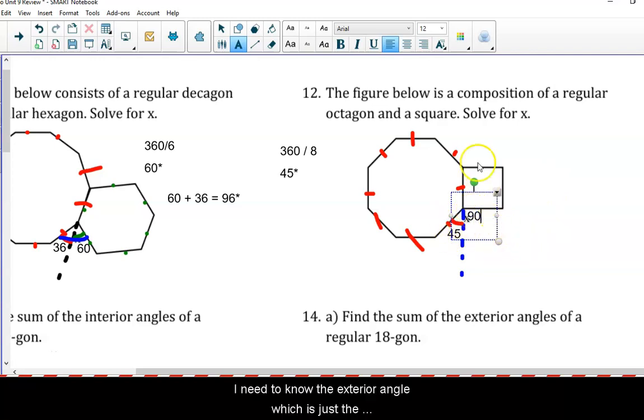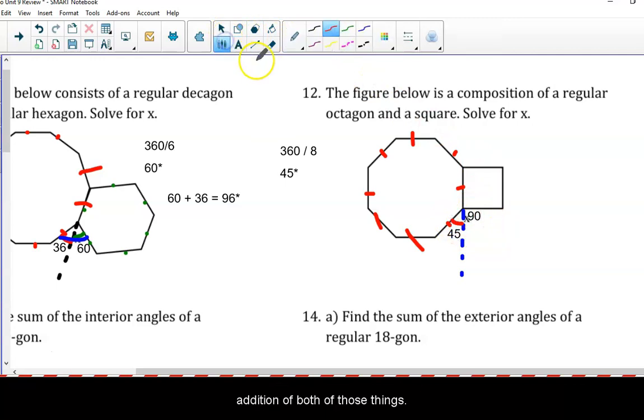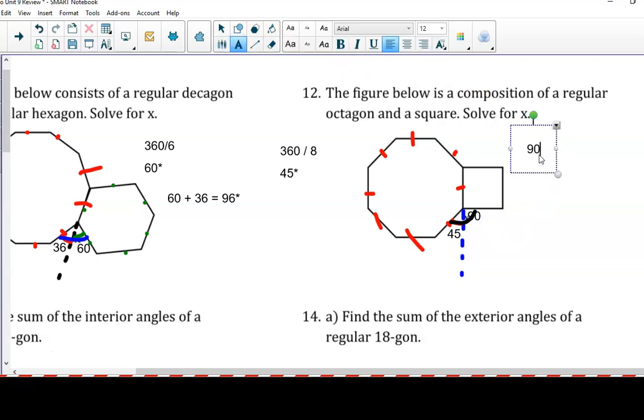Then we just need to know the exterior angle, which is just the addition of both of those things. So we're just going to do that to that. 90 plus 45 is, double check, yep, 135. So 135 degrees is that exterior angle of this octagon and the square. Boom, x equals 135.